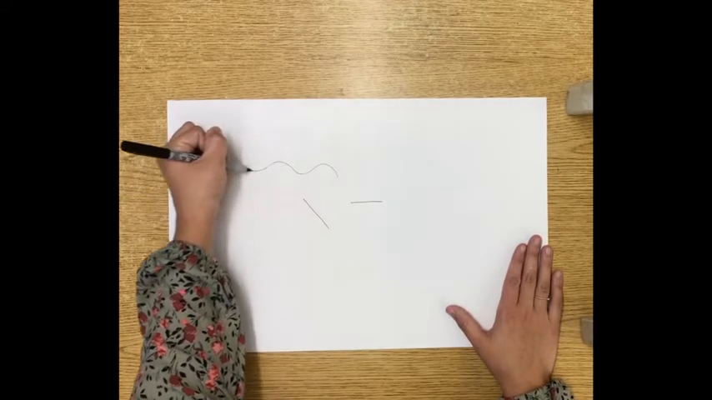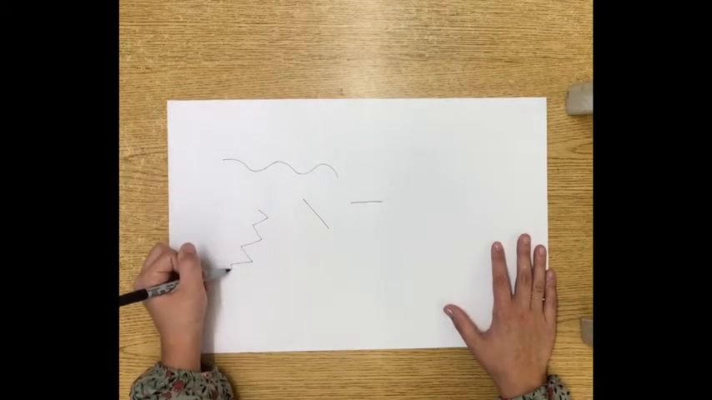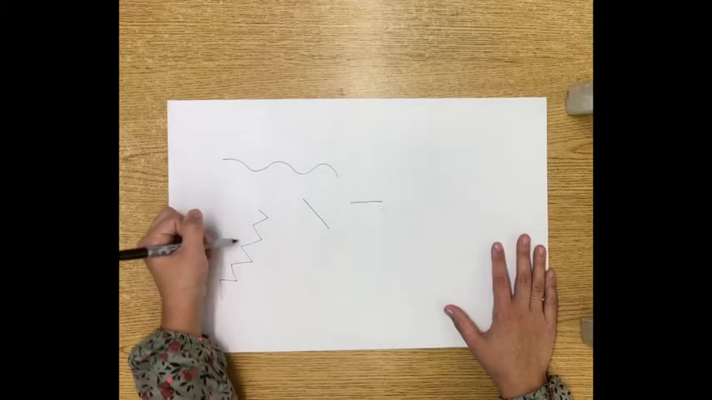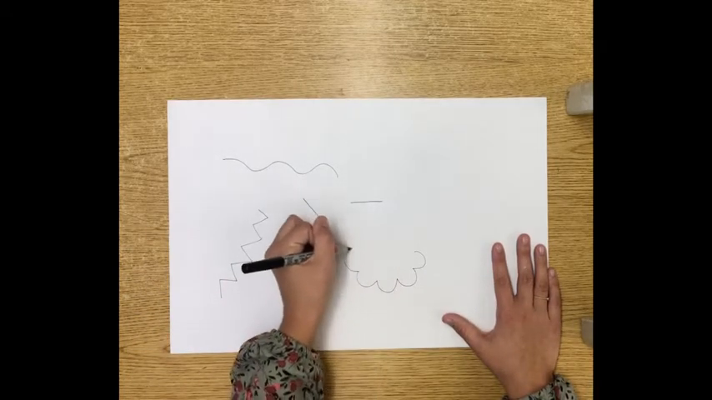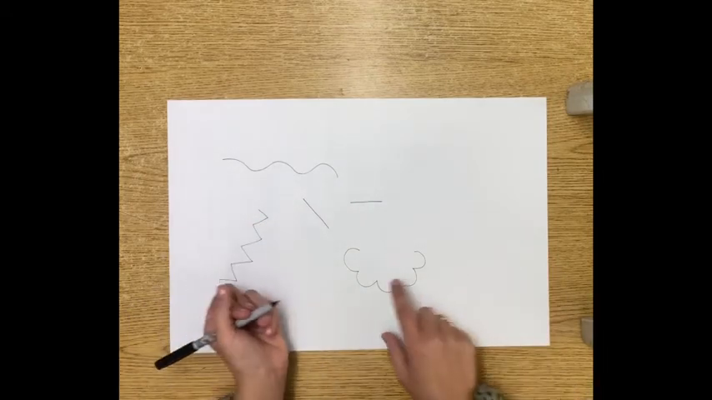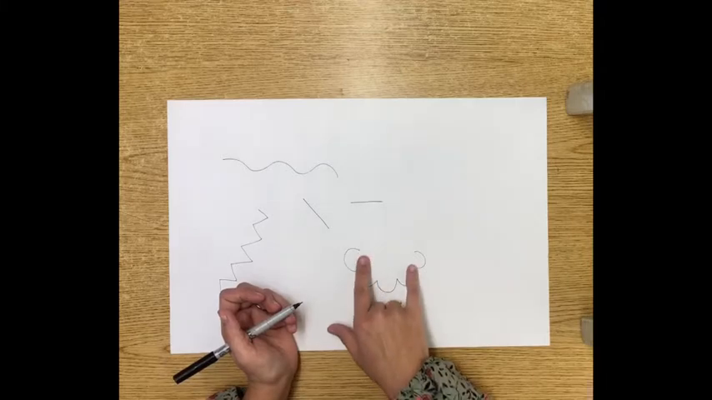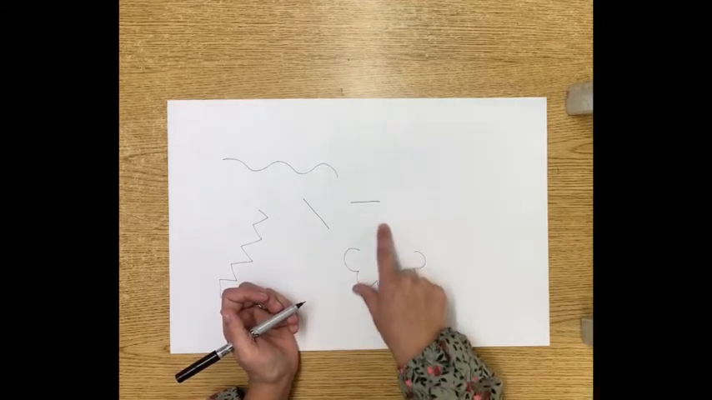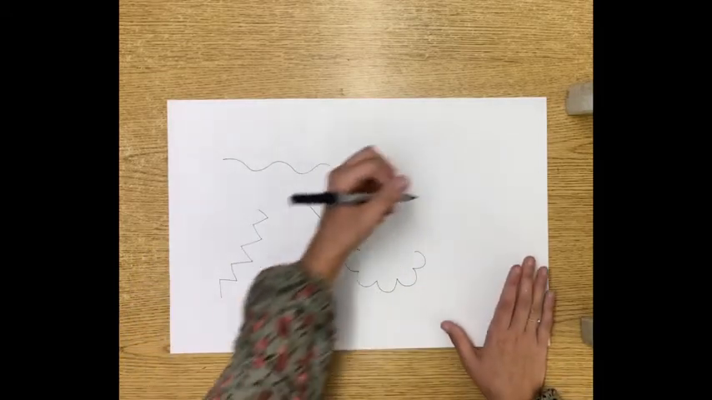There's wavy lines. You can do a zigzag line, which has points. You can do a bumpy line, which you use for clouds. So the difference between a line and a shape is that the line will always have the two ends. If you were to close this, it would become a shape, but we're talking about lines.